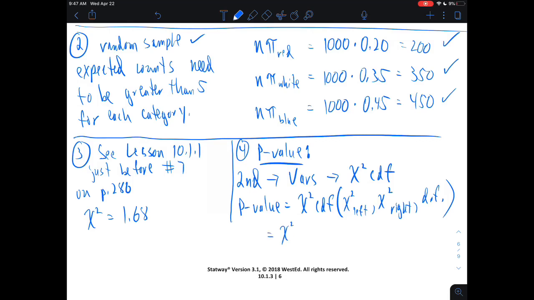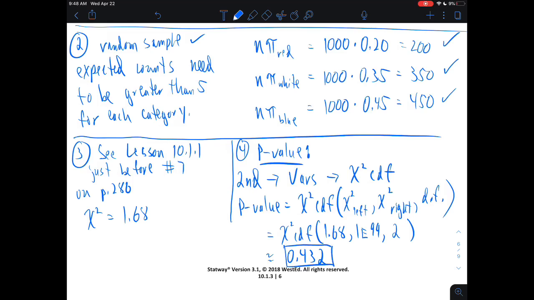So we would have chi-square CDF, our chi-square value, which was 1.68, comma 1e99, and then our degrees of freedom is 2, and you will get approximately 0.432. And so that's how you find a chi-square p-value.